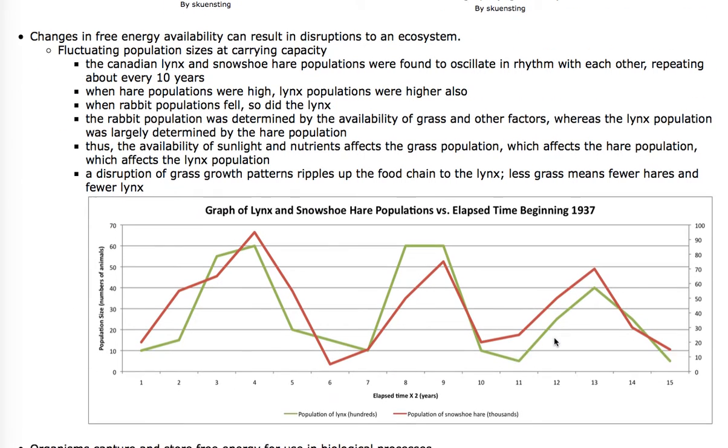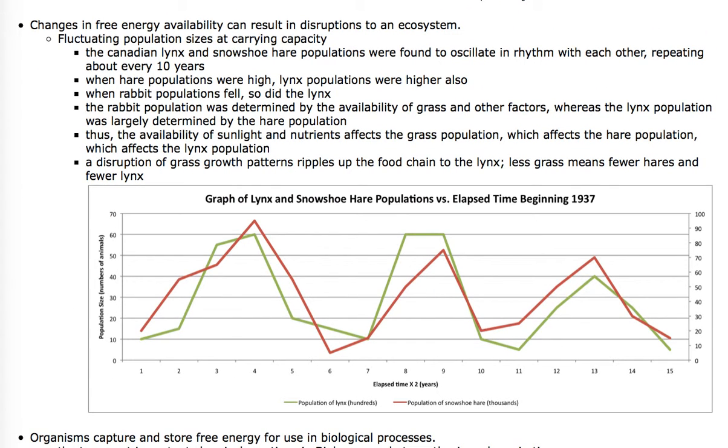So it turns out that free energy is not constant in the environment. It tends to fluctuate. A classic study was done up in Canada relating lynx and snowshoe hare populations back in the early part of the 20th century. And what researchers found is that in some years there were really high hare populations. The hare population's kind of this red color, and you see it goes up, and then it comes down, then it goes up. And the lynx population kind of follows it.